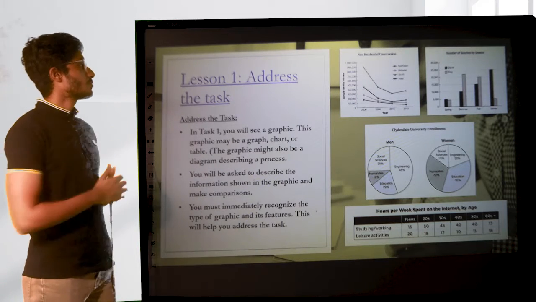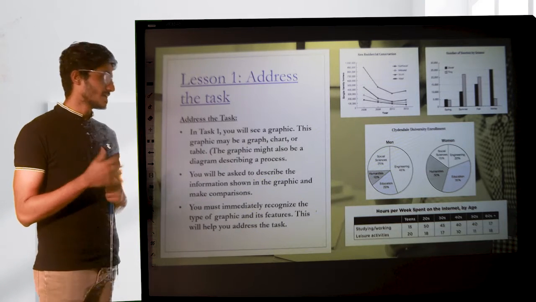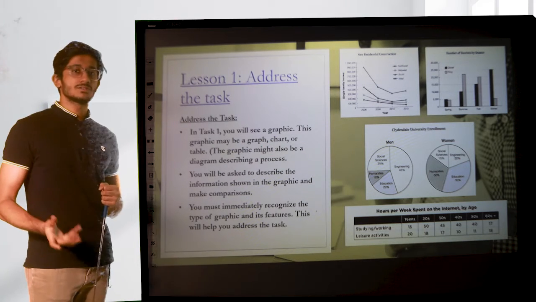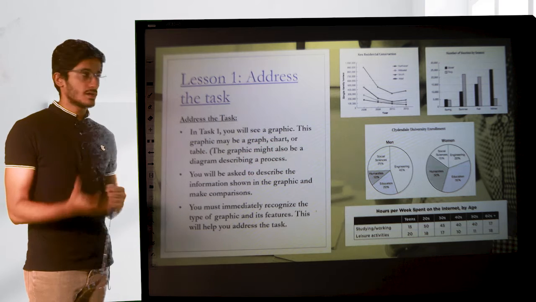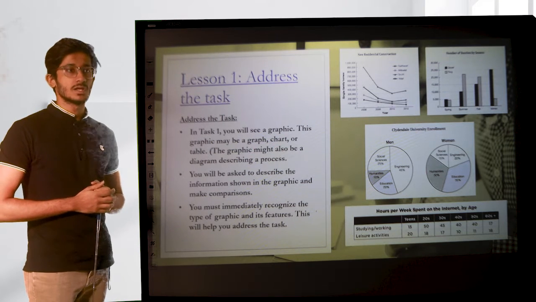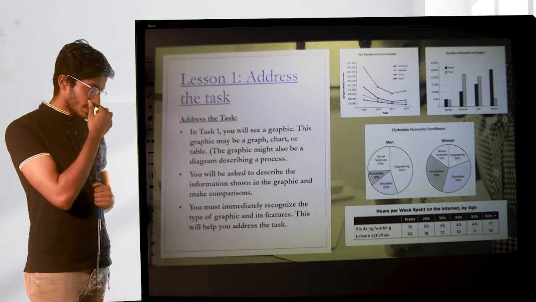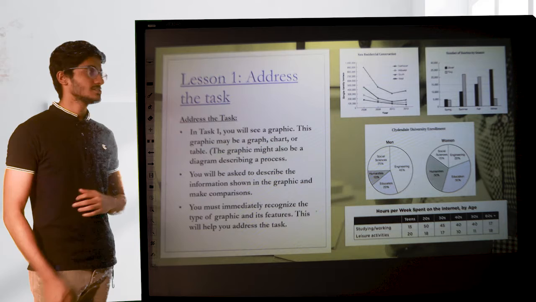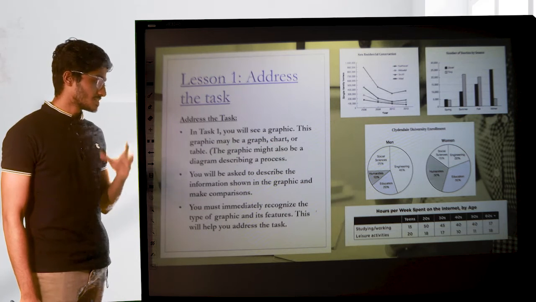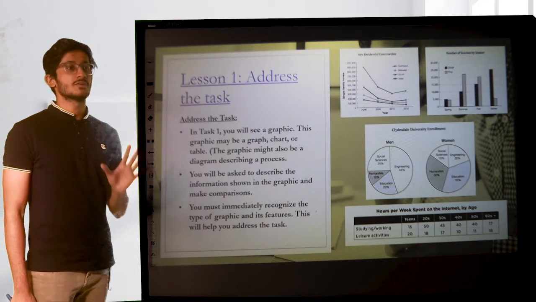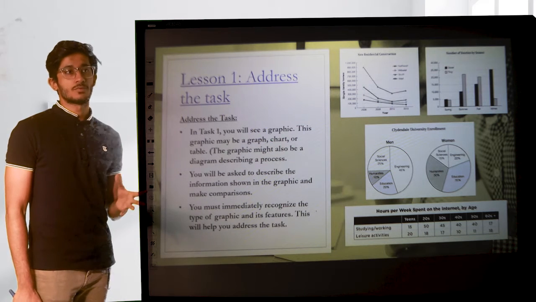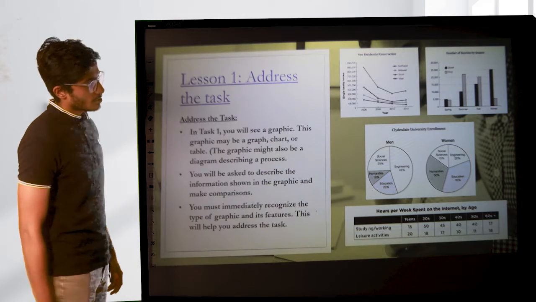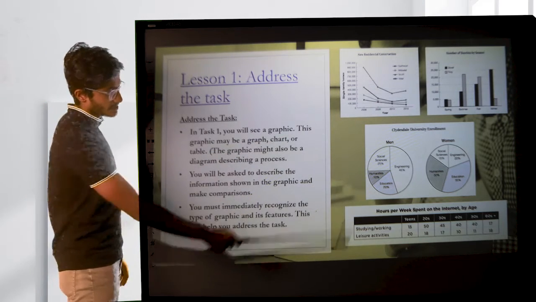So, lesson 1, addressing the task. So in task 1, you will see a graphic. It can be a chart, it can be a table, it can be a process diagram as well. So you will be asked to describe the information shown in the graph and make comparisons where relevant. So you must immediately, as soon as you see the graph, understand what the graph is about. What type of graph is it? Is it a bar chart, as you can see on the top right corner? Is it a line chart? Is it a pie chart? Or is it a table?